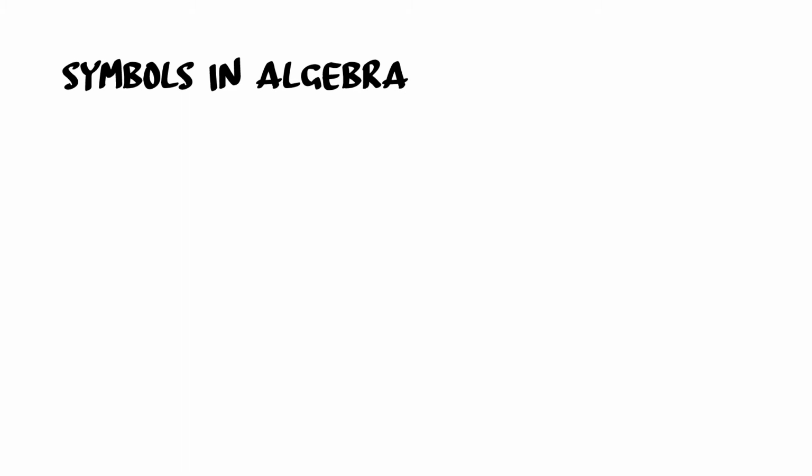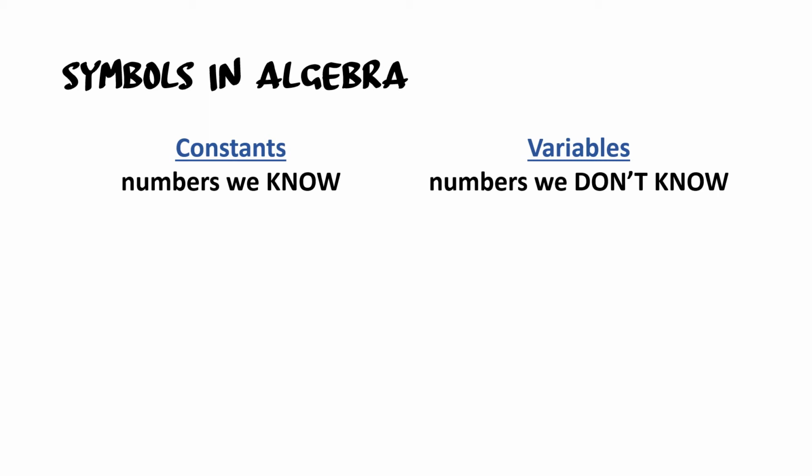There are two types of symbols used. Constants are numbers we know, and variables are numbers we do not know. Here are some examples of constants. These are just regular numbers that you deal with every day. Notice that some numbers can have symbols to represent them, like pi, but we still know its value.